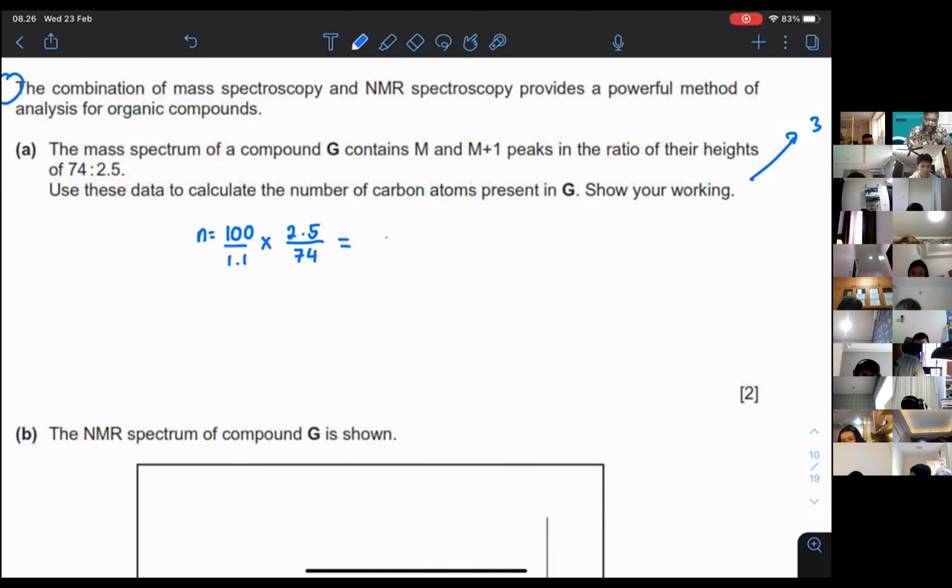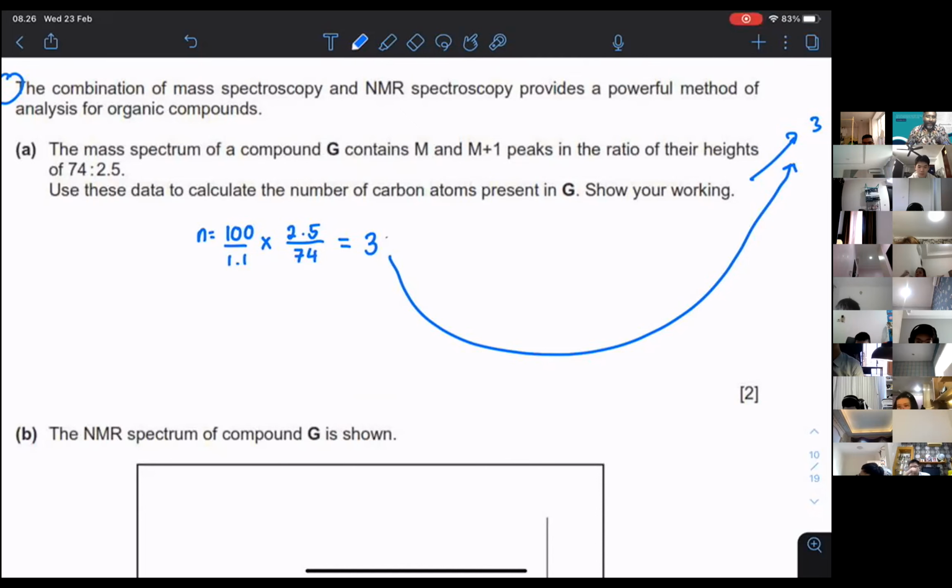3. Yes, that's why 3. So this is the part that I really want you to know for this mass spectrometer, because this is the part that I still suspect, even though they removed it from the A2, that they will give you something like this, which you should know. And I think it's quite cool, because if I'm setting a paper and I don't want to give the information straight to you, I want you to calculate the number of carbon.